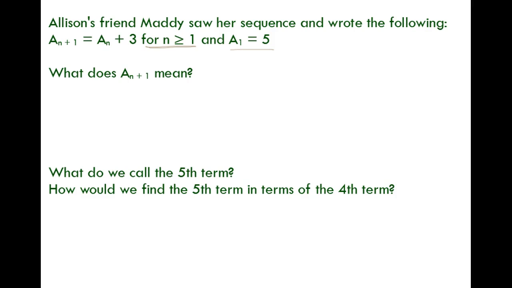So here's the important part. What does A of n plus 1 mean? Well, it means the term right after A of n. So we're going to say A of n plus 1 is the term after A of n. So if A of n was 10 and the next term is 12, then A of n plus 1 is 12. I like to call it the next term.